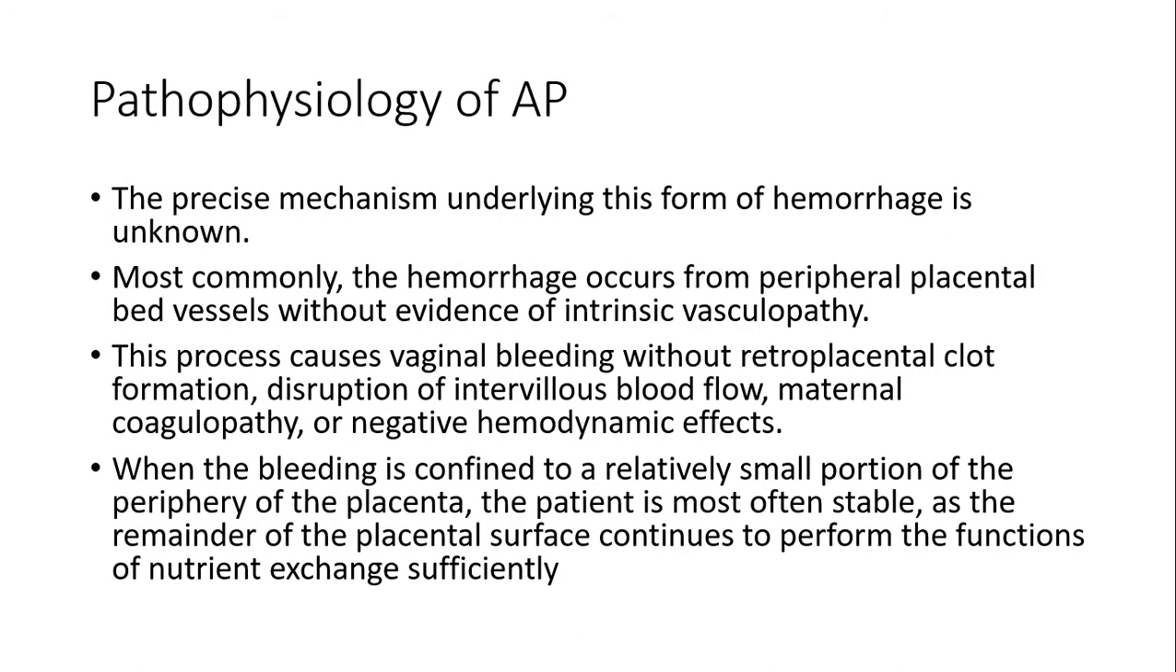The precise mechanism underlying this form of hemorrhage is not very well known, maybe unknown, but commonly the hemorrhage occurs from peripheral placental blood vessels without evidence of intrinsic vasculopathy. This process causes vaginal bleeding without retroplacental clot formation, disruption of intervillous blood flow, maternal coagulopathy, or negative hemodynamic effects. When the bleeding is confined to a relatively small portion of the periphery of the placenta, the patient is most often stable, as the remainder of the placental surface continues to perform the functions of nutrient exchange sufficiently.